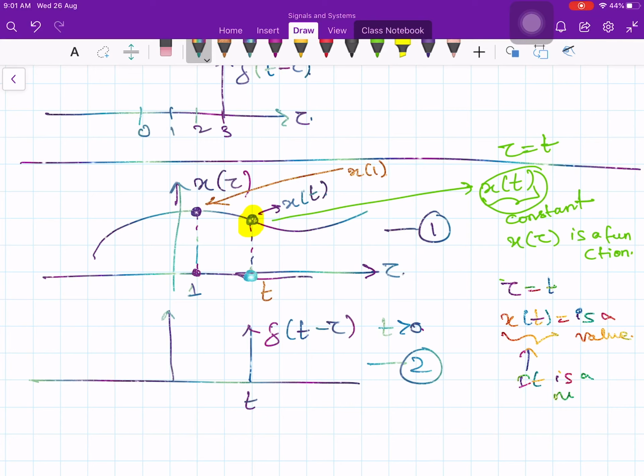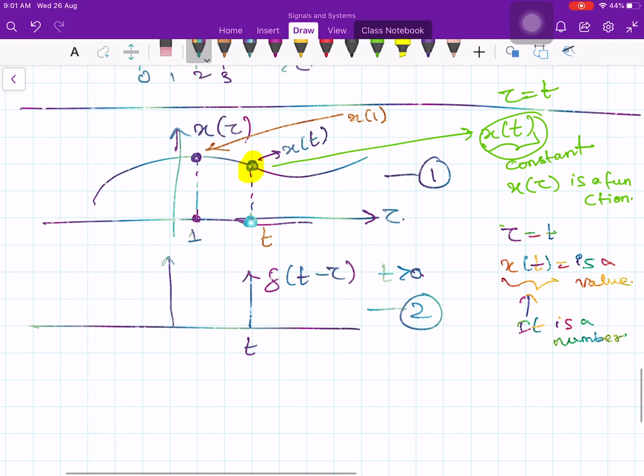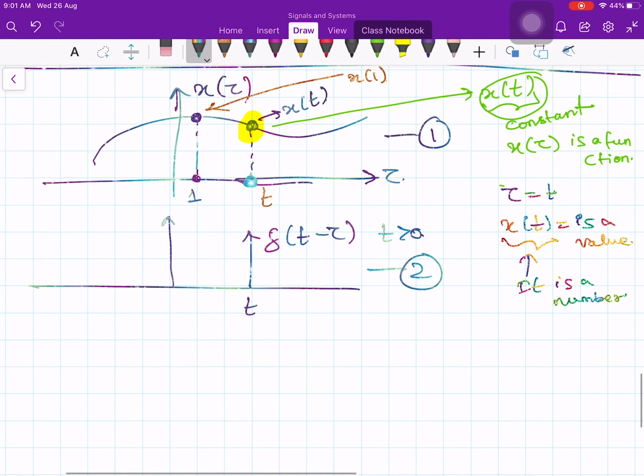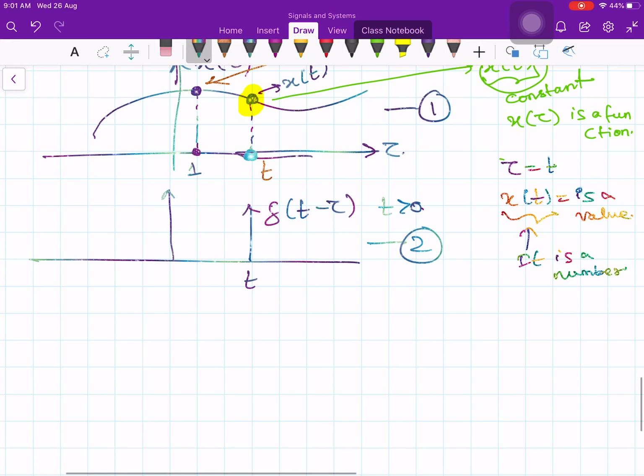Okay, it is not like a function. Multiply this and that, so you will get x of tau del of t minus tau. So how do you get this one?